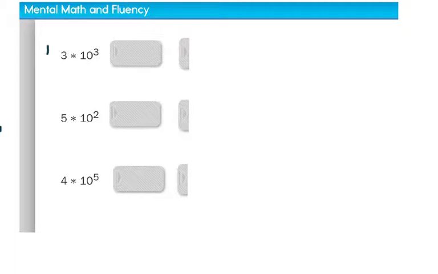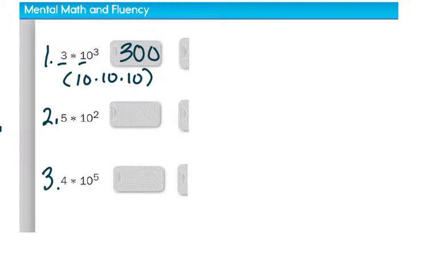So just remember, this is an example. Remember, it's just 3 times 1, which is 3. This tells me it really means 10 times 10 times 10. 10 to the third power just means there's 3 zeros behind it. Go ahead and write the answer to number 2 and 3. Pause your video so that you can write down the answer.